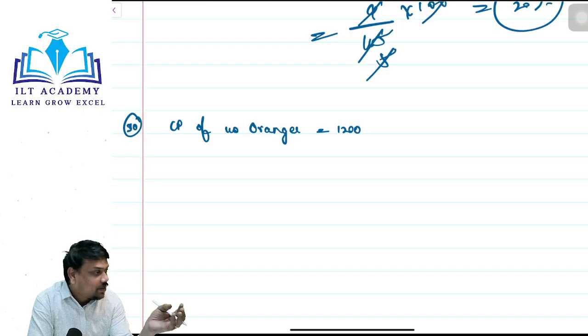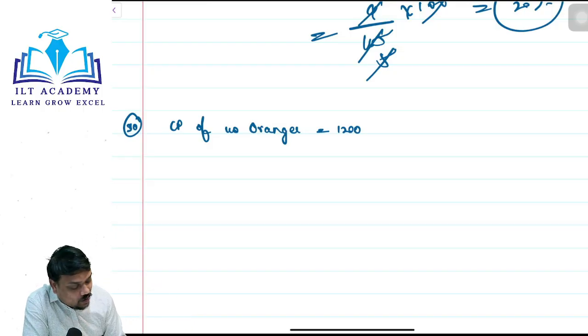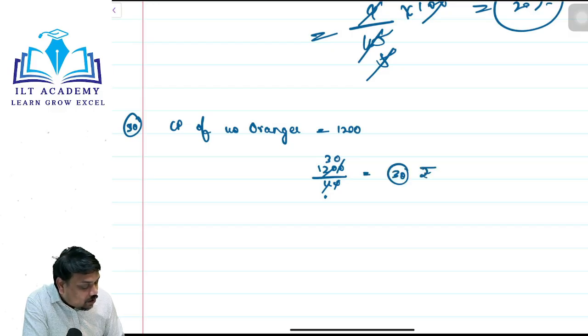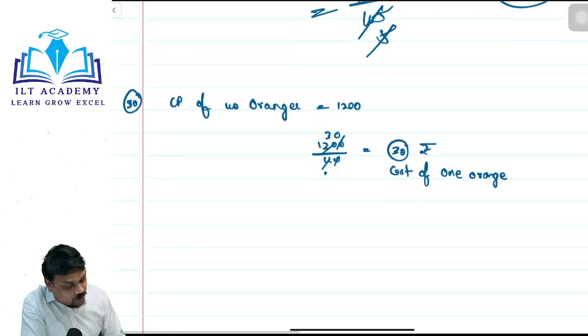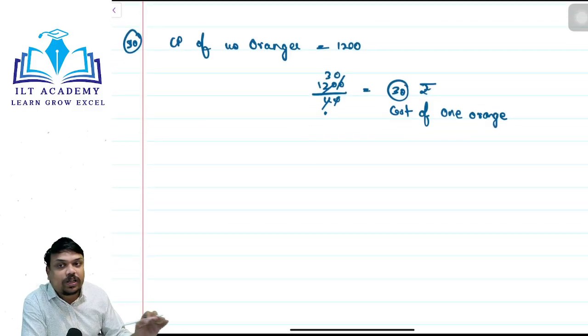It is your wish. You can take any random number. Why I have taken 1200 is because 1200 divided by 40 is easy. It is 30. So what is this 30 rupees? It is the cost of 1 orange. Any doubts?